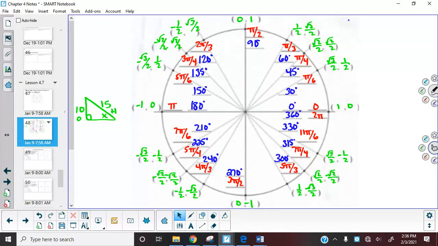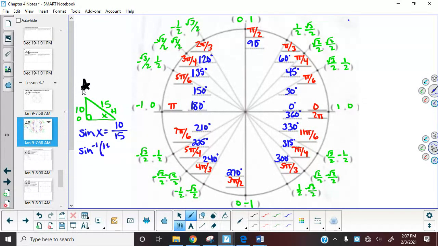So if we look at the triangle, you guys have seen in the past, if you have something like this, that you can use trig to find your missing angle. And what you would do for this is you would go ahead and label your opposite and hypotenuse, which I've already done. And you would set up that the sine of x equals the opposite over the hypotenuse. And then to type that in your calculator, you would have to do the inverse sine of 10 over 15 to get that angle measure.